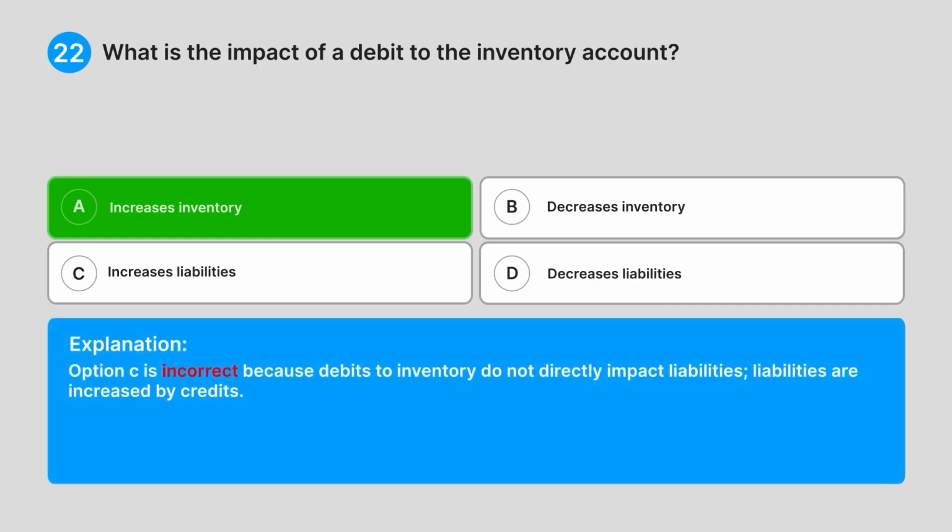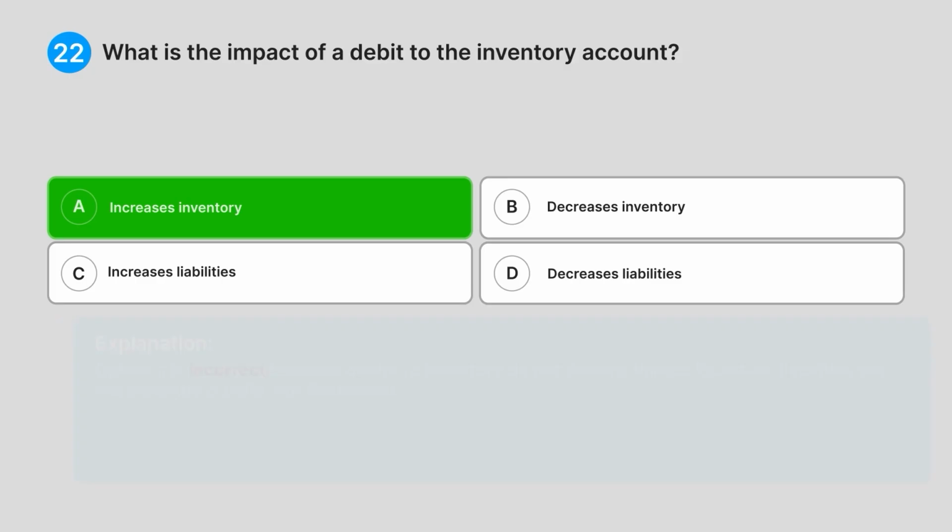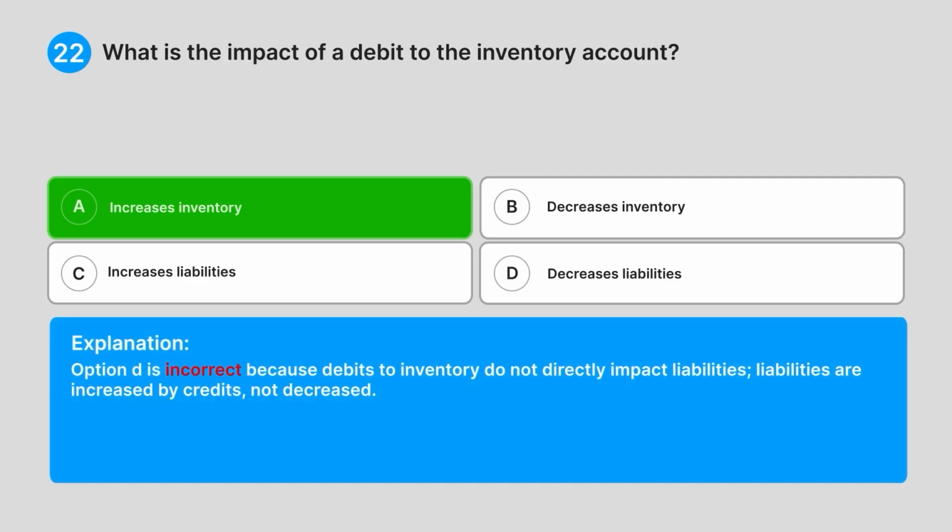Option C is incorrect because debits to inventory do not directly impact liabilities. Liabilities are increased by credits. Option D is incorrect because debits to inventory do not directly impact liabilities. Liabilities are increased by credits, not decreased.